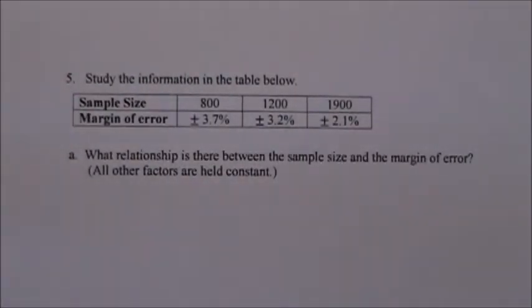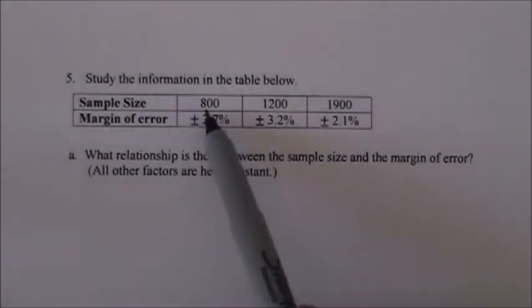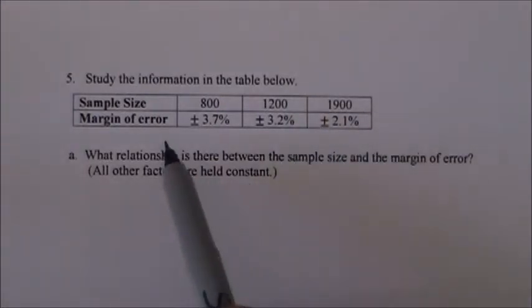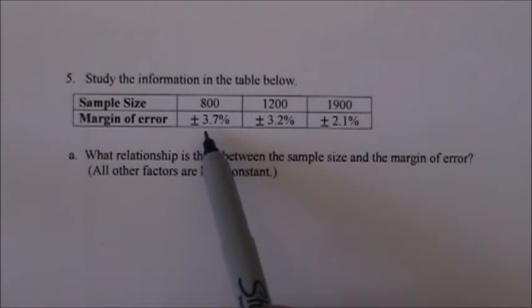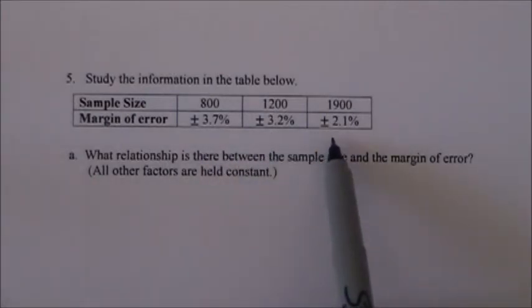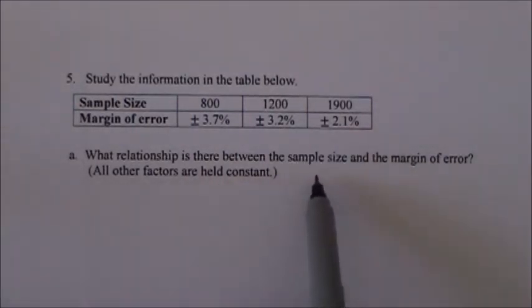Study the information in the table below. So we have sample size and we have margin of error. If we look at our sample size, we have 800, 1,200, 1,900. And we look at our margin of errors, we have plus or minus 3.7%, plus or minus 3.2%, plus or minus 2.1%. The first question says, what relationship is there between the sample size and the margin of error?